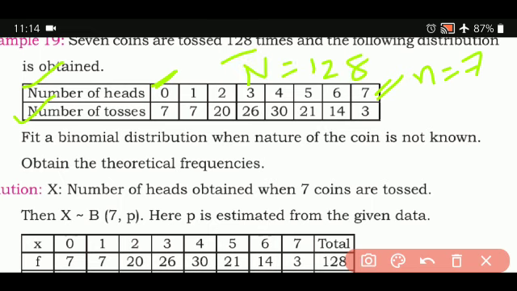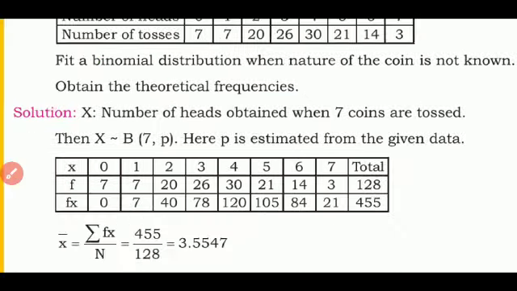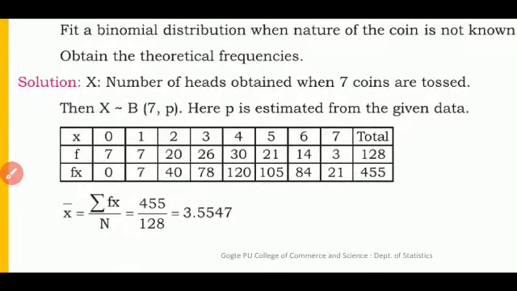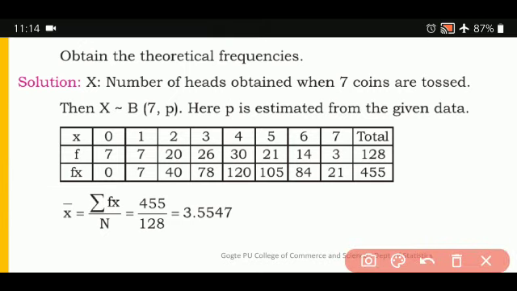Now the question says: fit a binomial distribution when the nature of the coin is not known, and obtain the theoretical frequencies. This is the main thing. You have to obtain the theoretical frequencies by applying the rules of binomial distribution. So what is the solution here? X is the number of heads obtained when 7 coins are tossed. Then x follows binomial distribution with parameter n equal to 7 and p we have to find.